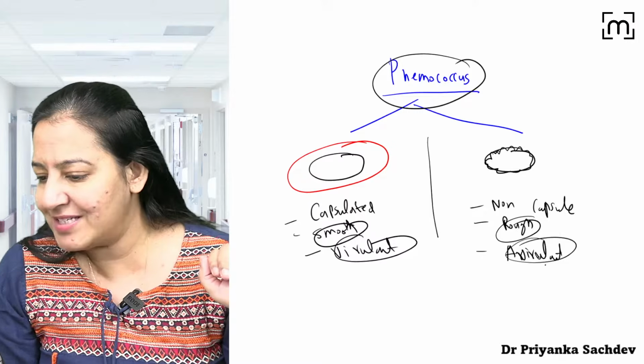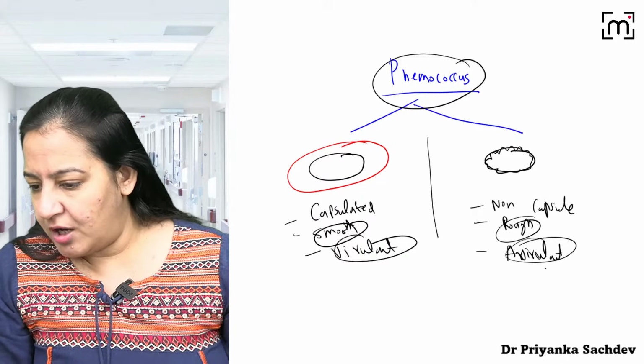Give me a thumbs up on this point. Give me a thumbs up on this point. So Shadab, you got it?